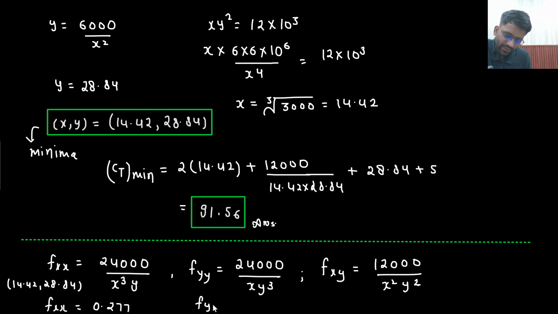0.277. What will be the value of fyy? So 28.84 whole cube into 14.42 reciprocal into 24,000. 0.069. And what will be fxy? 14.42 whole square into 28.84 into 28.84 ka reciprocal into 12,000.